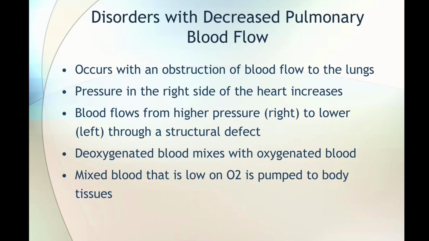So let's talk about decreased pulmonary blood flow. These occur because of an obstruction in the blood flow or a narrowing of vessels which cause the obstruction. That's the most common. Pressure in the right side of the heart increases, and the blood always flows from high pressure to low pressure, right? It will always go where it's easiest to go, and it will go through some sort of structural defect. So let's look at some of those.